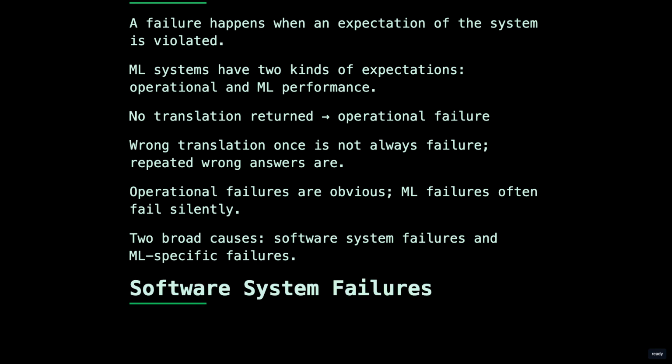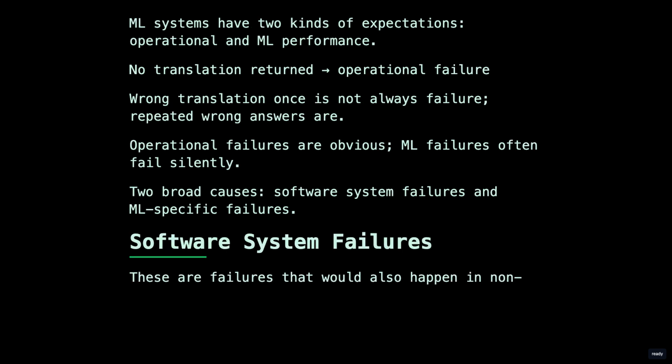Failures in ML systems are often ordinary software failures first. The important point is that many production problems come from the same causes that break any large codebase or service. That means the root cause is not the model itself. It's the surrounding software, infrastructure, and operations that keep the model running.